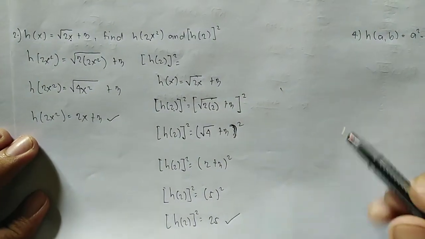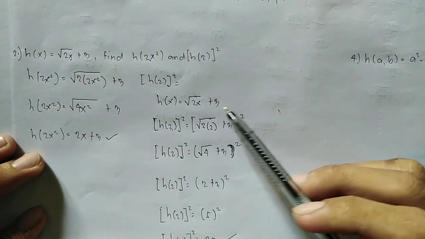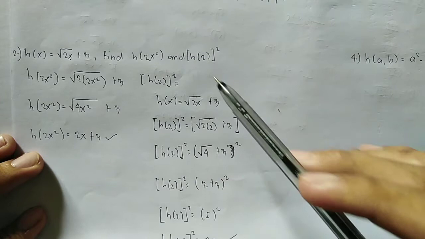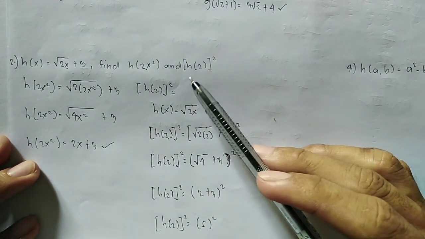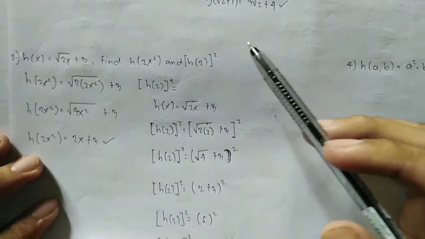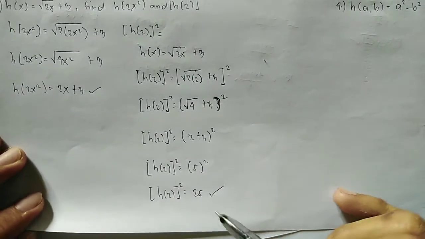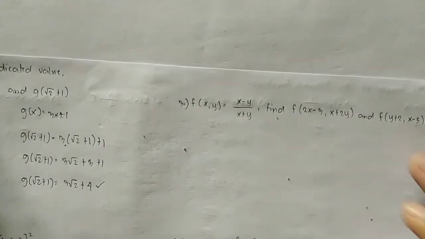So our original function defined by h of x is equal to the square root of 2x plus 3, evaluated using the indicated value, the quantity of h of 2, squared, is equal to 25. So this is the final answer. So let us proceed to example number 3.